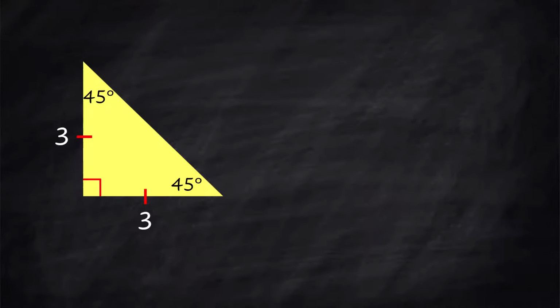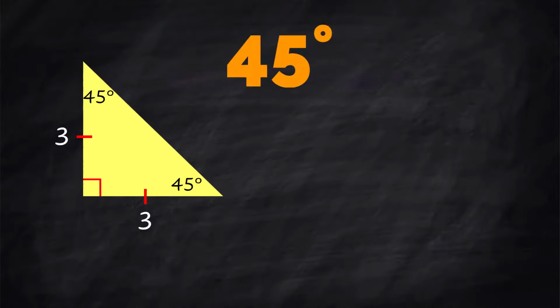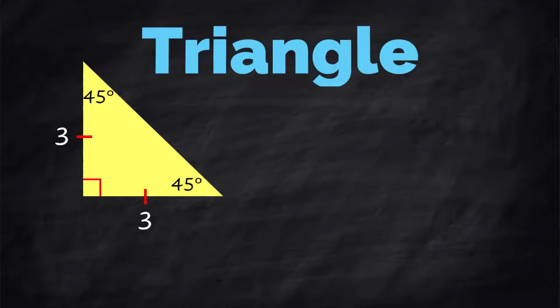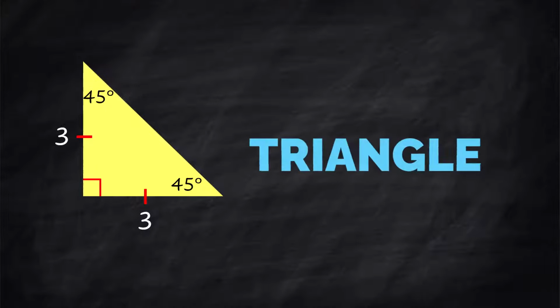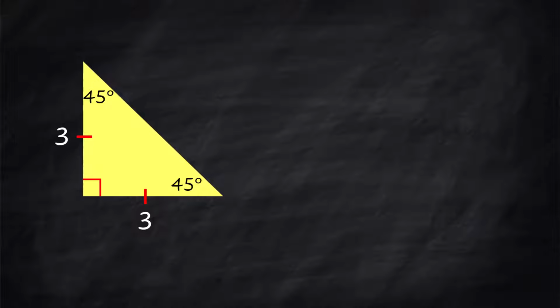Here we go. This triangle is called the 45-45-90, obviously because it has two 45-degree angles and a 90-degree angle. Now the thing is, if you have two angles that are the same, the opposite sides are also going to be congruent, so we know that that's the case here. This is an isosceles right triangle. If we're given that one of the sides is 3, the other side is also 3. Let's use the Pythagorean theorem to find the hypotenuse.